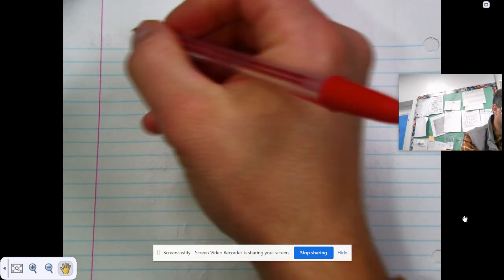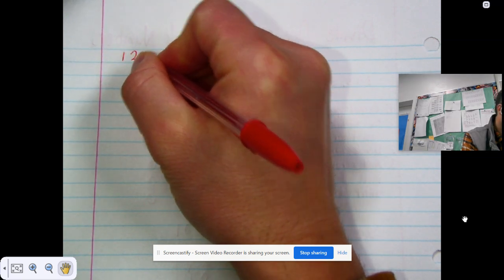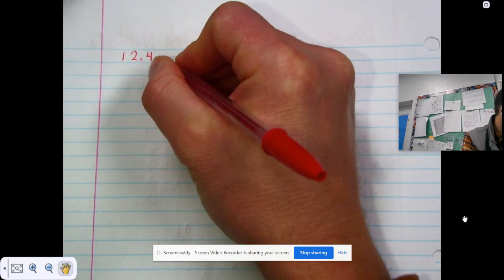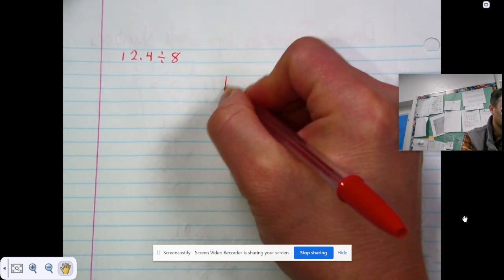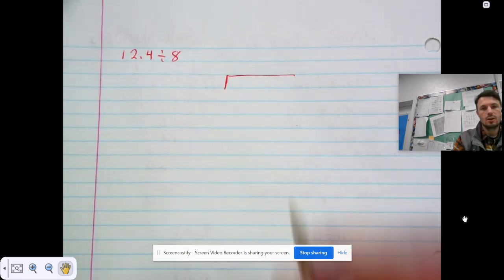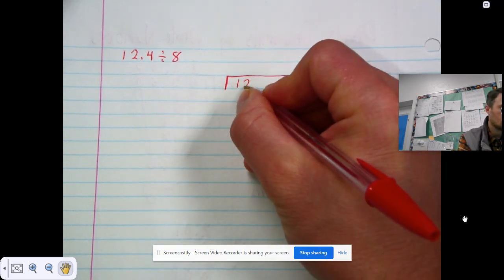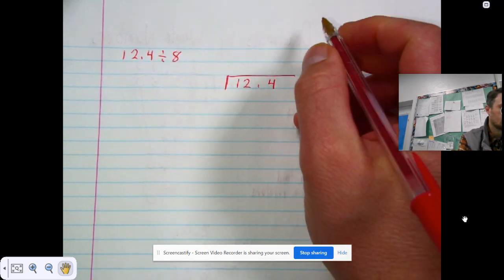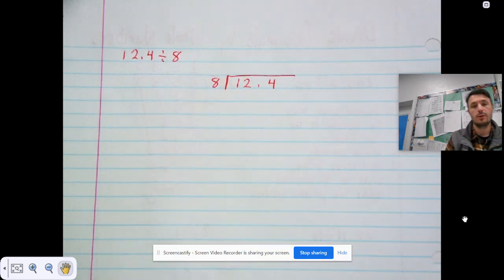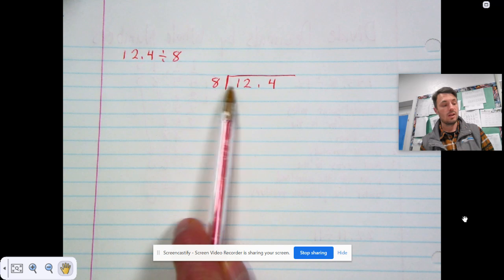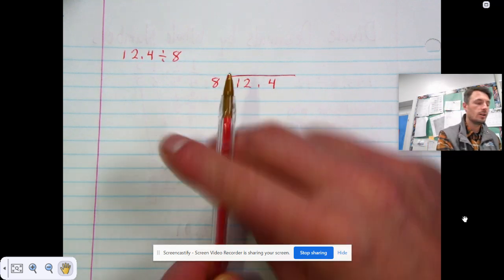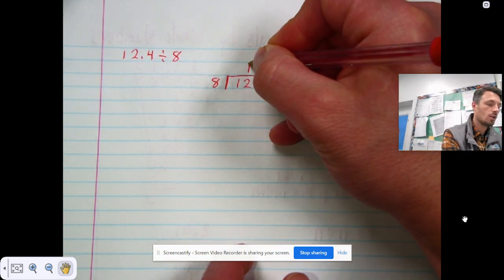Okay, let's go to the top here. Let's do 12 4/10 divided by 8. So we build our long division house. The dividend, 12 4/10, goes inside the house. The divisor goes outside the house. Can 8 fit into 1? No. Can 8 fit into 12? Yes, 1 time. So the first part of our quotient goes right here.